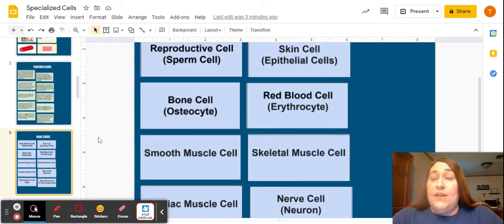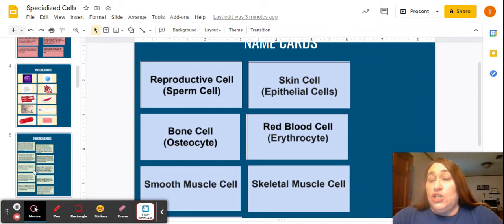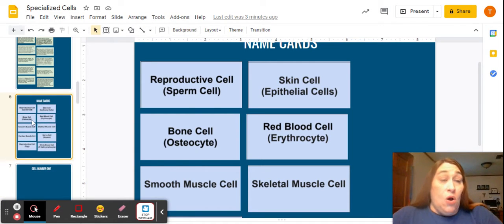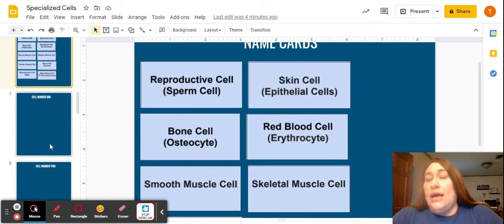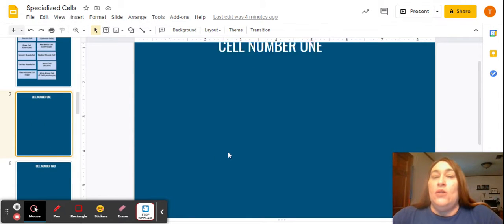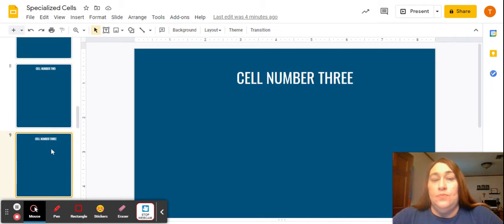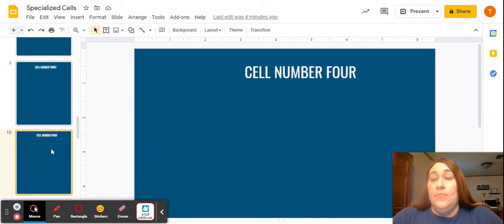The objective is for us to match a form card with a picture card, with a function card, and with a name card to identify a cell. Below those 4 slides, you'll see 10 additional slides, and they are labeled cell number 1, cell number 2, cell number 3, cell number 4, and this goes all the way to cell number 10.